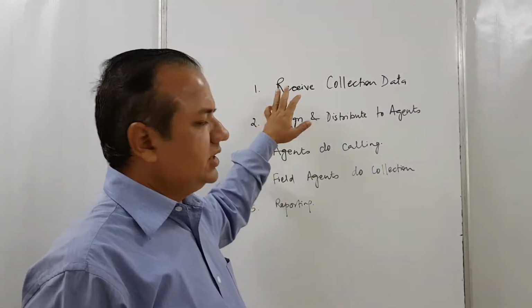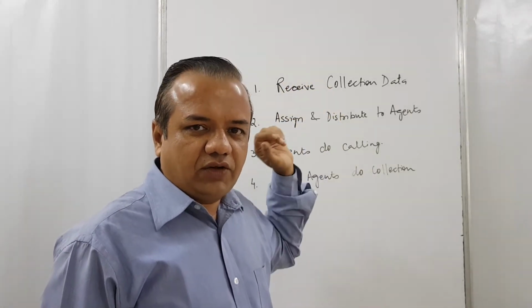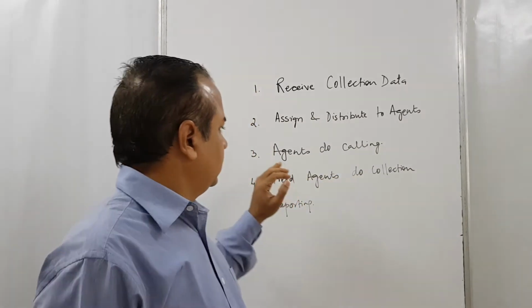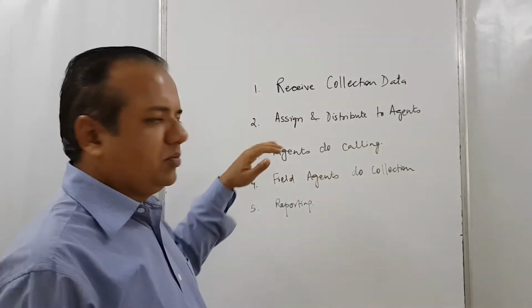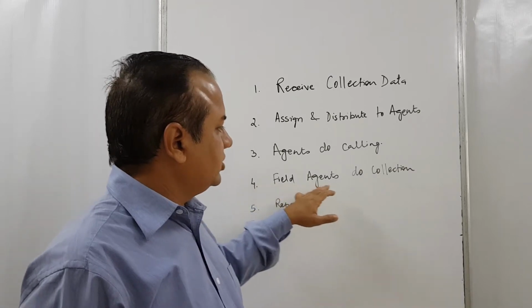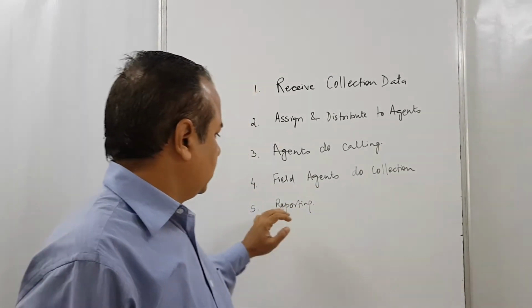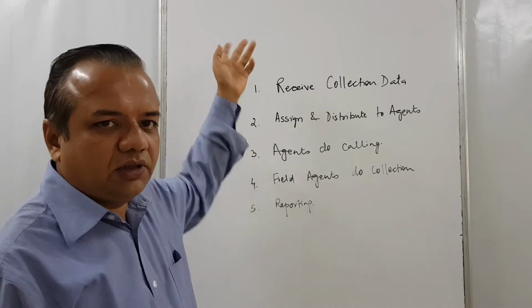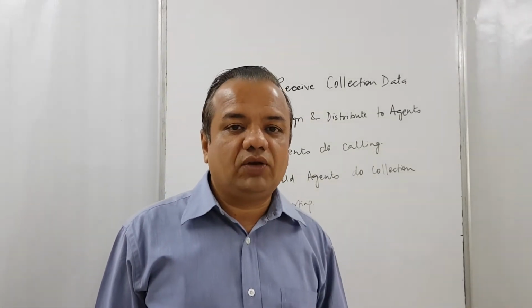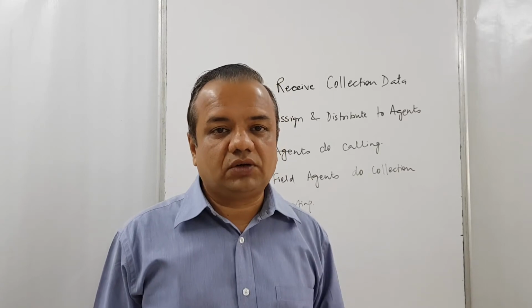First, this collection agency will receive the collection data from the bank and then they assign and distribute it to agents. And then these agents do calling to the borrowers, or from whom the money is to be received. Then there are field agents who do the actual collection, and there is reporting which goes back to the bank. Now generally this entire process is done manually or without any sophisticated tools, and it requires a lot of time and effort. In fact, a lot of energy is wasted in that.